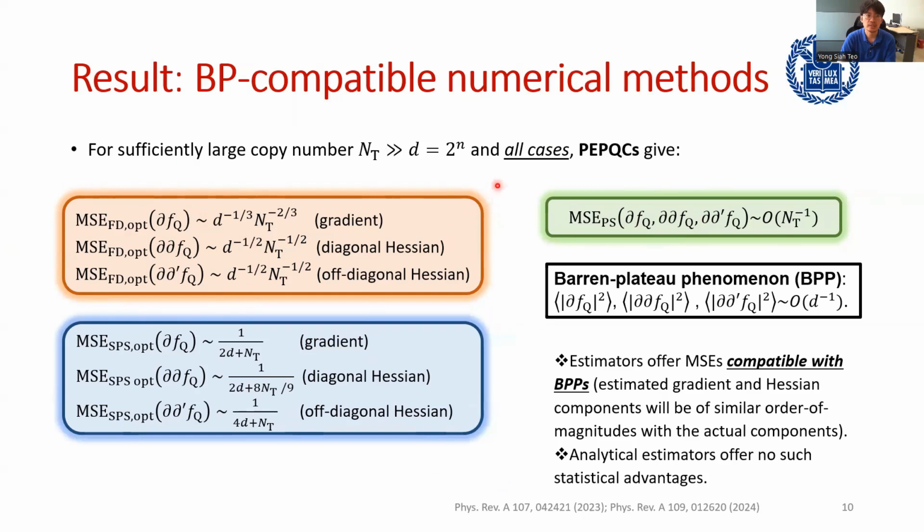And this shows that if you properly optimize the numerical estimators, you can have estimators that are compatible with the barren plateau phenomenon. Namely, if you really use universal circuits, then the estimators will have magnitudes that are compatible with the actual gradient and Hessian components in the presence of barren plateaus, all of which scale exponentially with the number of qubits. Whereas if you look at the gradient and Hessian components for the parameter shift rule, there's no such scaling behavior. So for a fixed number of copies, the numerical estimators are much more statistically accurate than the parameter shift estimators.